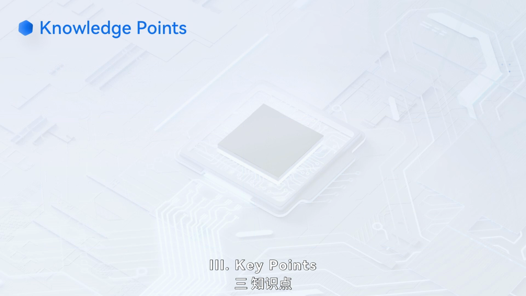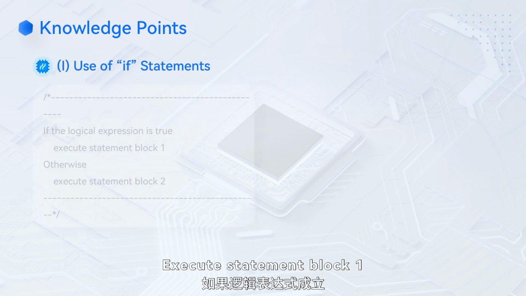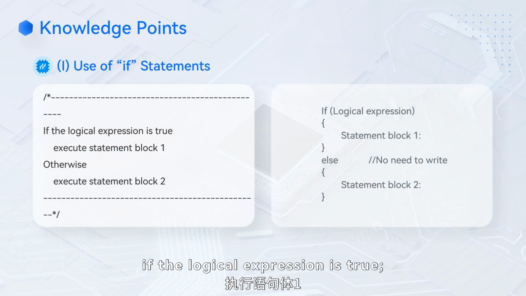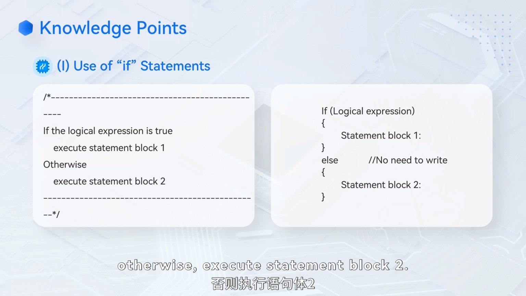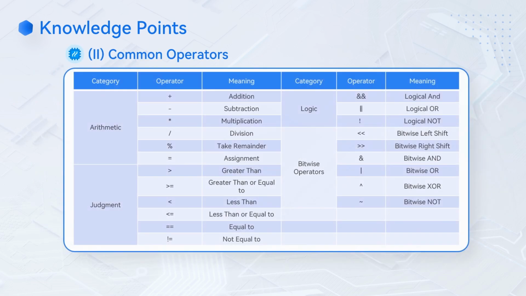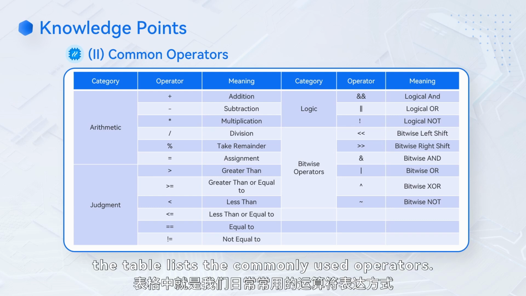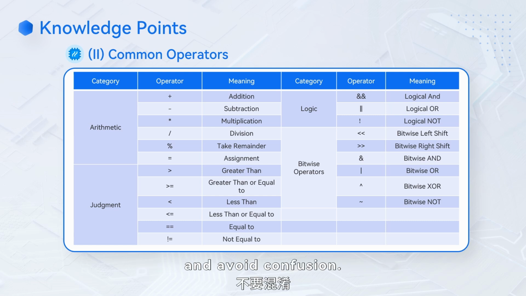3. Key points. 1. Use of if statements. Execute statement block 1 if the logical expression is true. Otherwise, execute statement block 2. 2. Common operators. As shown in the diagram, the table lists the commonly used operators. Use them according to your needs and avoid confusion.